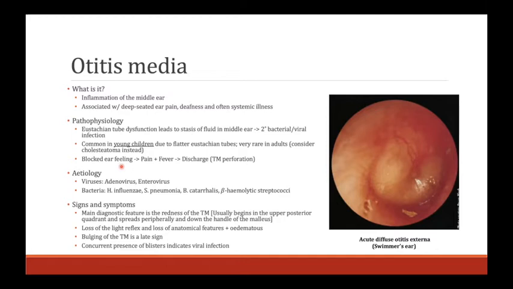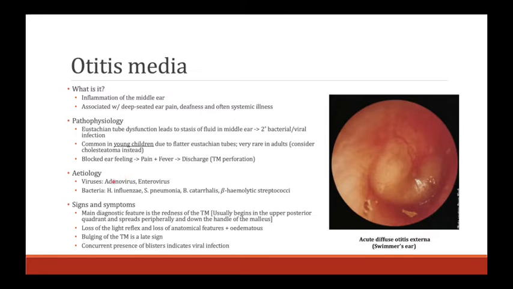The textbook presentation of otitis media is they come in complaining of blocked ears, as well as an associated pain and fever. More often than not, they can have some sort of gunk coming out of the ear as well. And this gunk is a direct result of the tympanic membrane being perforated due to the inflammation associated with it. And this is a beautiful example of what the tympanic membrane looks like. Very, very angry and inflamed.